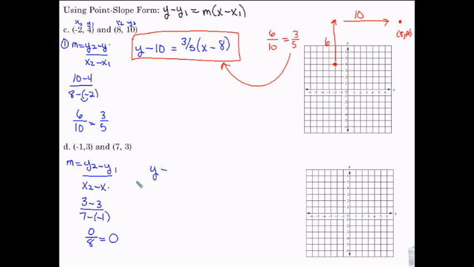Which point would you like? The first one or the second one? Okay, y minus 3 is equal to 0 times x minus 7.